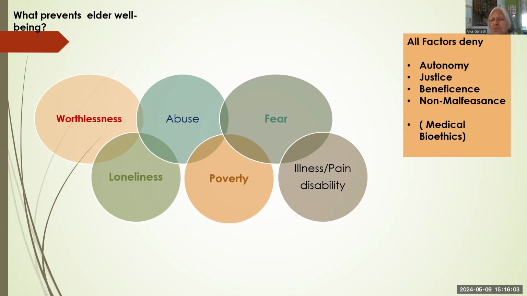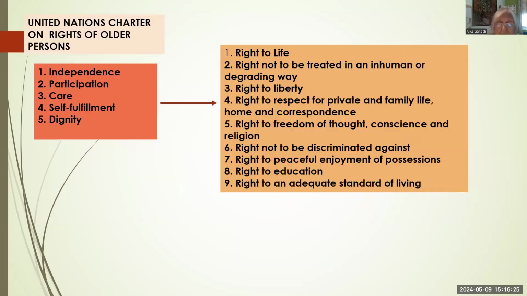He's old, so I don't think he needs to have this treatment. So because of age, when you deny somebody something, it's not justice. And then benevolence. Everything that is done for an older person should be for the good of that person. And everything that is done should make sure that it does not cause any problem. So all this is something that we are familiar with.